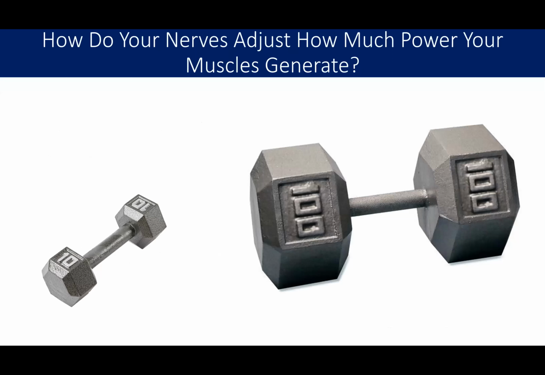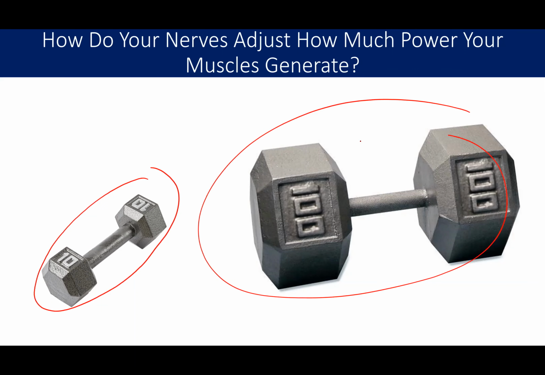So how does your brain send the signal to tell your bicep that you're curling 10 pounds and not 100 pounds, or vice versa, right? How do you differentiate that? How do you get your muscle to generate 10 pounds of force and 100 pounds of force?